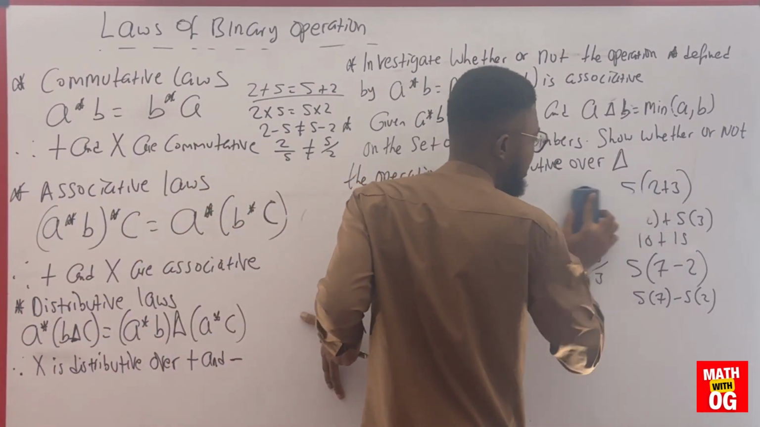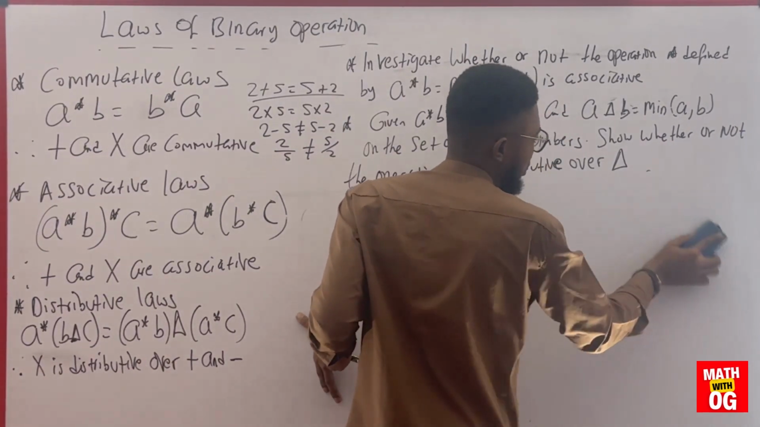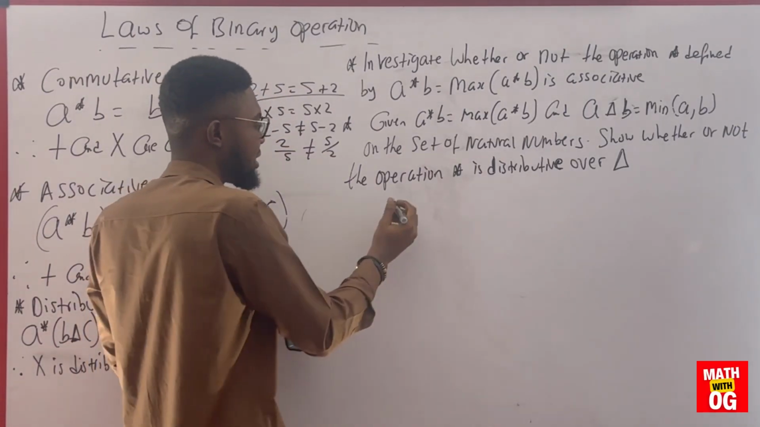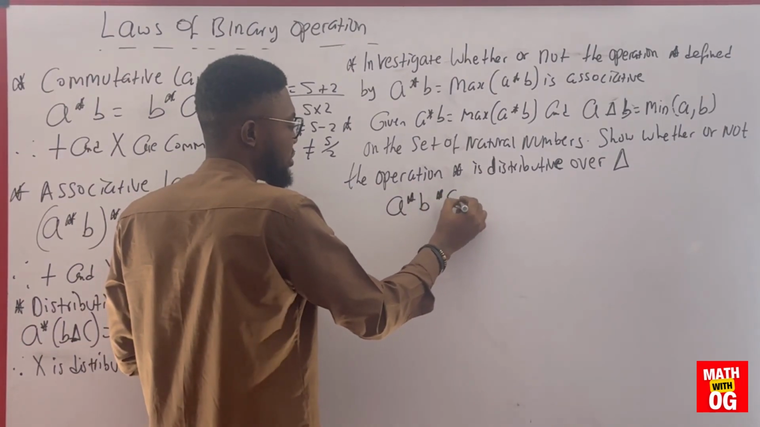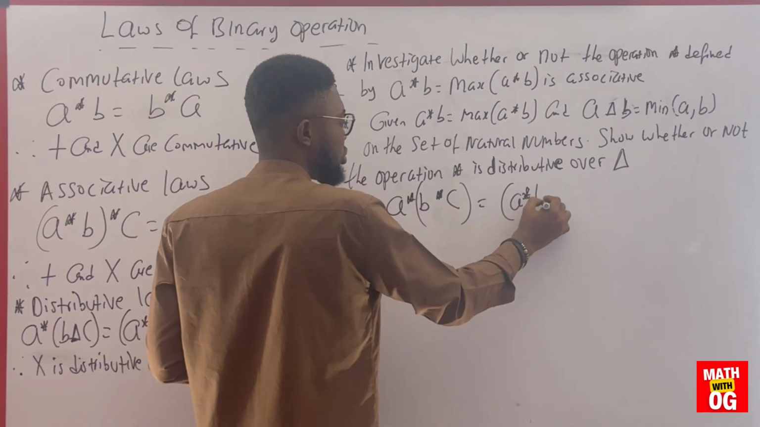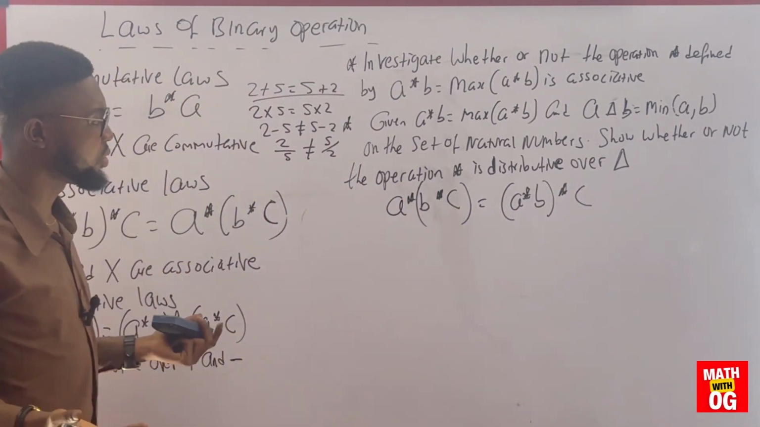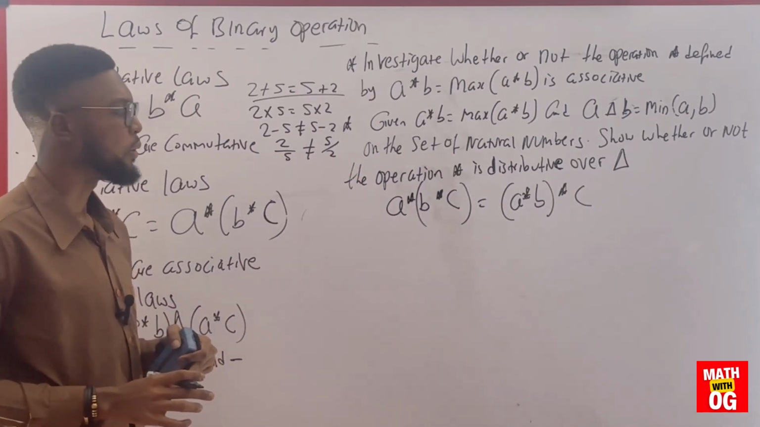So I believe that should be an easy task for us to do. So what does associativity state? It states that A operation (B operation C), so let's put this in bracket, is equal to (A operation B) operation C. So let's pick values to check if the left hand side will be equal to the right hand side.